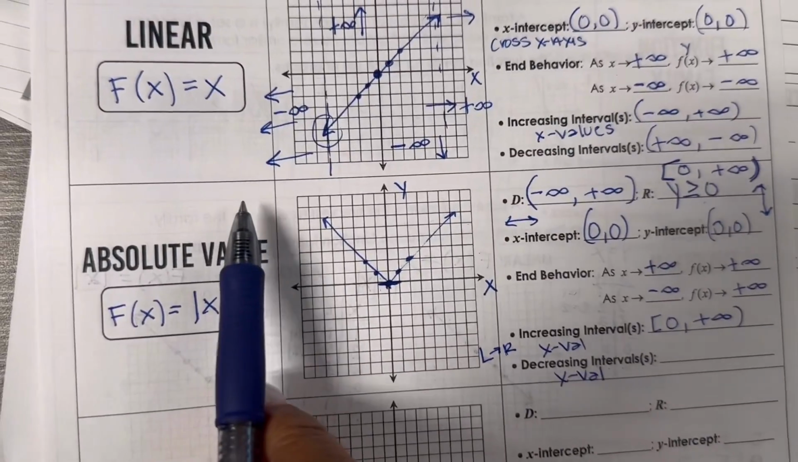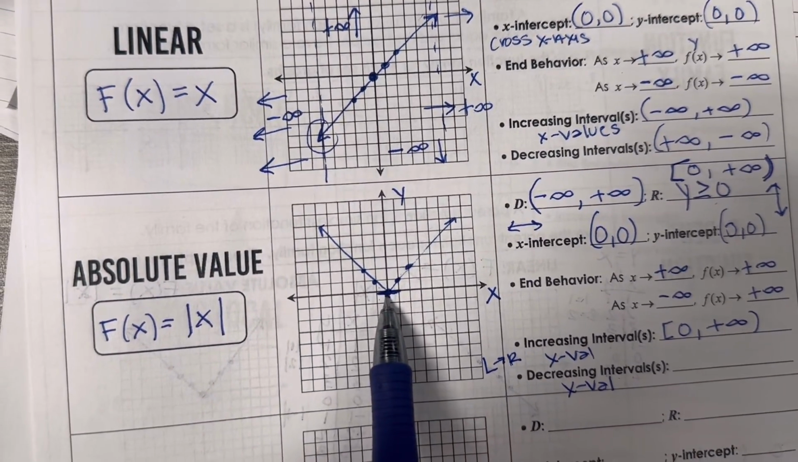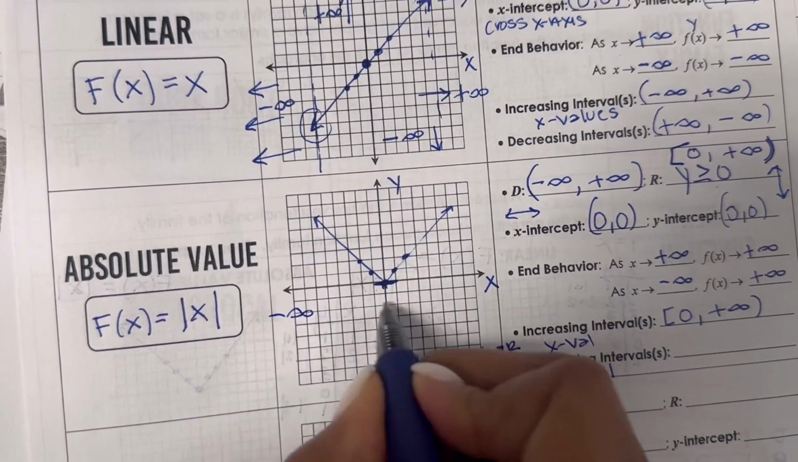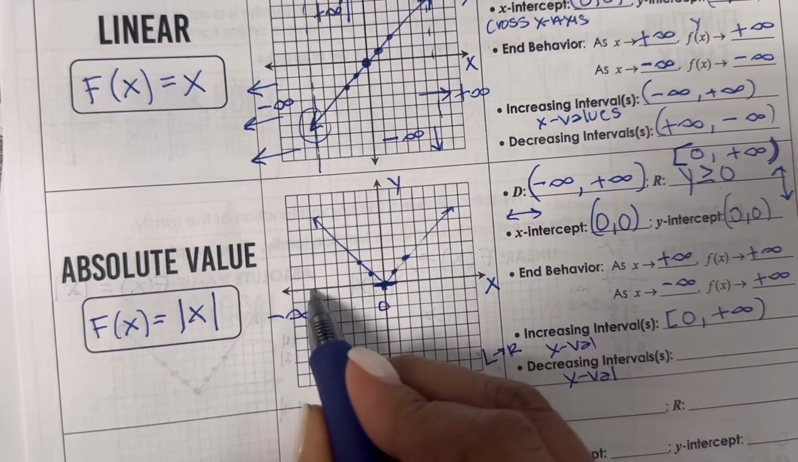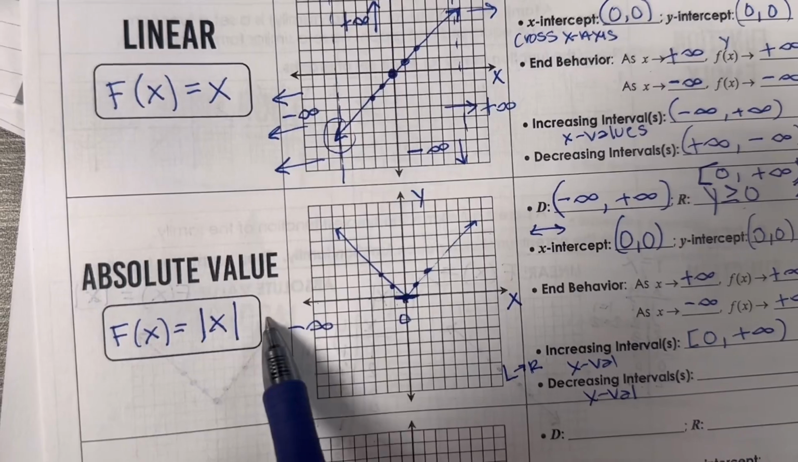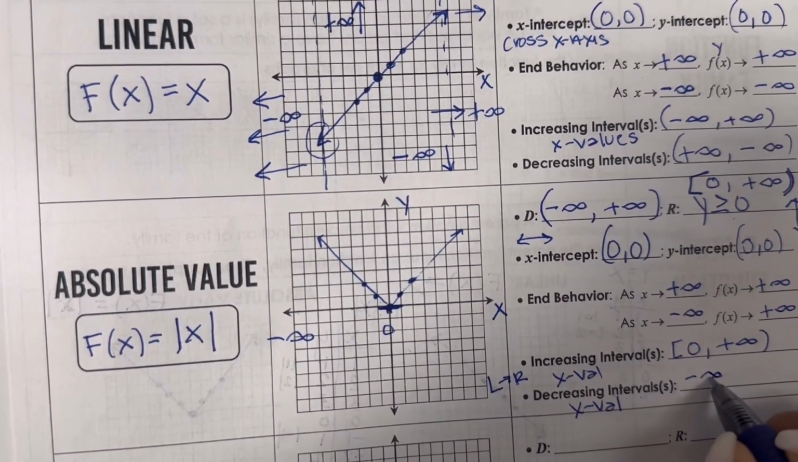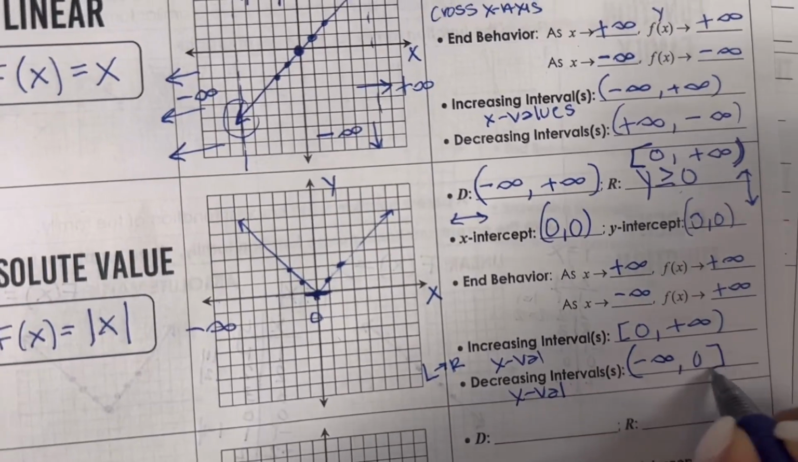So it's going from negative infinity to 0. So negative infinity to this 0 here. This is negative 1, negative 2, negative 3, negative 4. All right, so going from here to here is where it's decreasing. So negative infinity right up to 0. Okay.